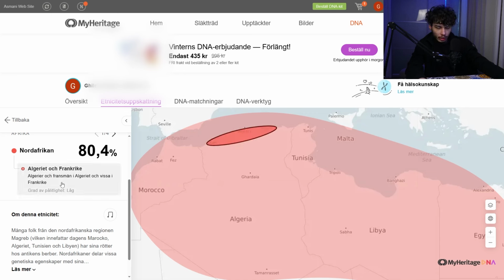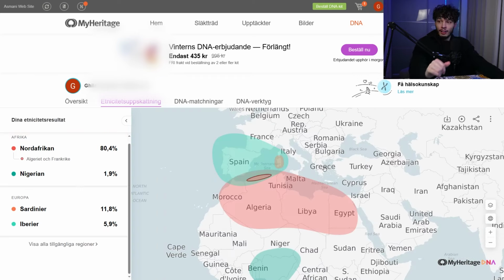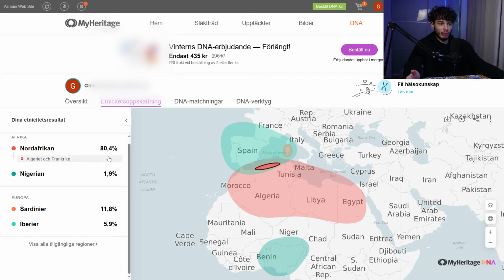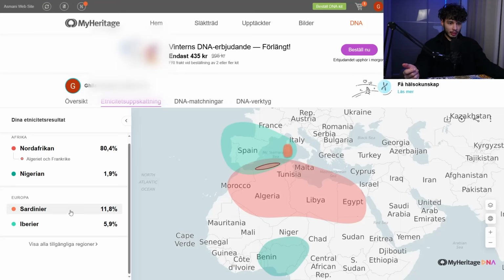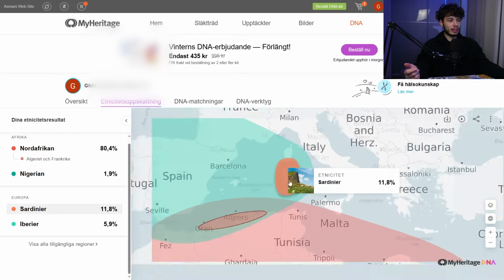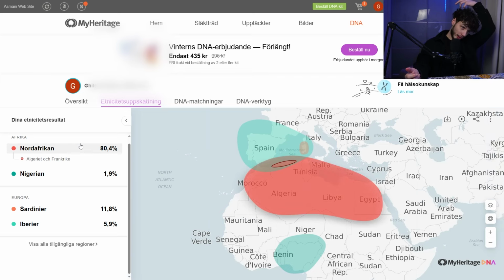This is understandable. Algerian and French men in Algeria, or some of them in France. 1.9% Nigerian. To be honest, I've spent like 10 minutes watching this stuff. I mean, it was obvious that I was North African. For some reason, I noticed that a lot of people who do this DNA test are also Nigerian, I don't know why. Then here we can see Sardinian, so this means, I don't know, it's ethnicity. 11%, that's still high. And then 5.9% Iberia. That's kind of strange. But the fact that I'm 80% North African, to me, that's a good sign.